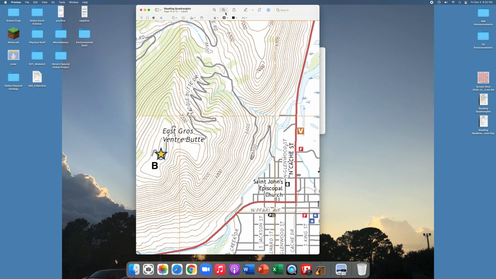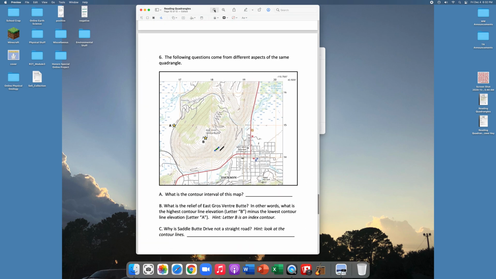Question number 6, what's the contour interval of the map? You have to look at it. So there's 6,800 and there's 7,000. 7,000 minus 6,800 is 200, divided by 5, and that's 40. Okay, so the contour interval is 40 feet.